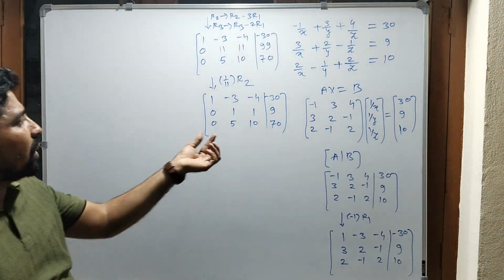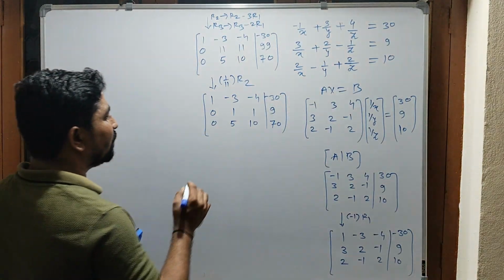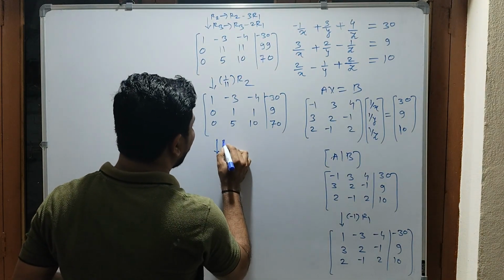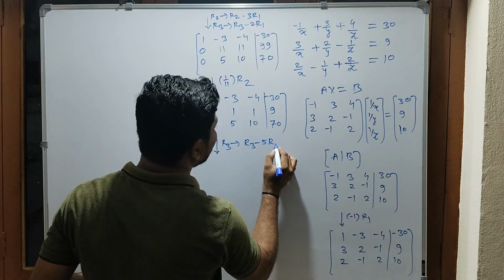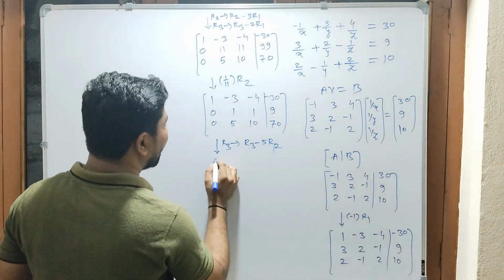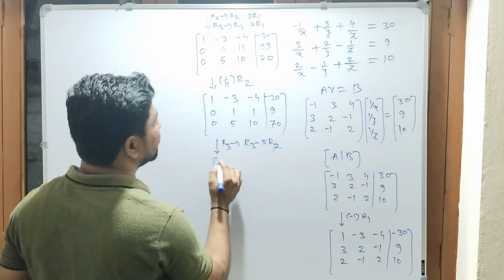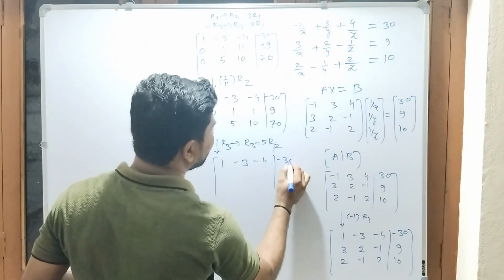Now I want to convert this 5 into 0. Here I am applying the elementary row operation R3 changes to R3 minus 5 times R2. Here I get the resultant matrix with the first row as it is: 1, minus 3, minus 4, minus 30.